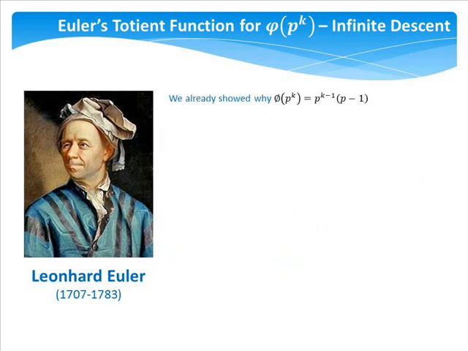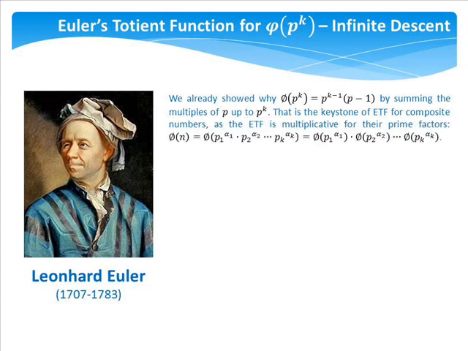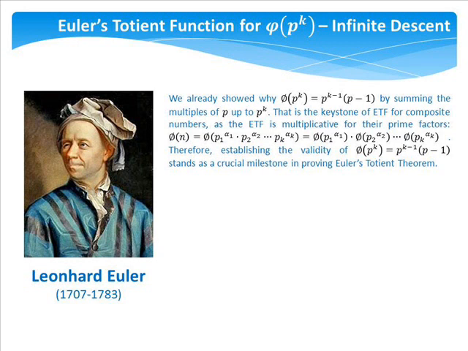We already showed why the totient of p raised to k equals p raised to k minus 1 times p minus 1 by summing the multiples of p up to p raised to k. That is the keystone of Euler's totient function for composite numbers, as the function is multiplicative for the prime factors. Therefore, establishing the validity of the totient of p raised to k equals p raised to k minus 1 times p minus 1 stands as a crucial milestone in proving Euler's totient theorem.